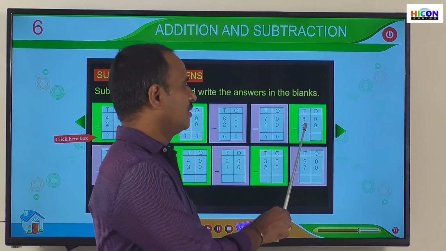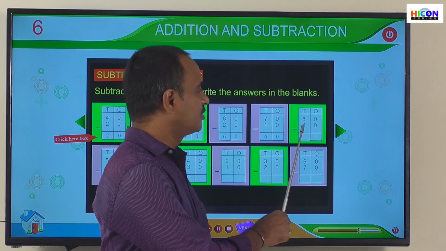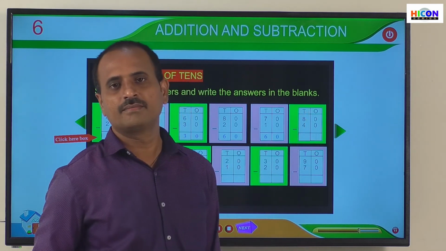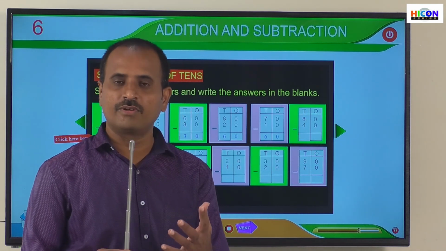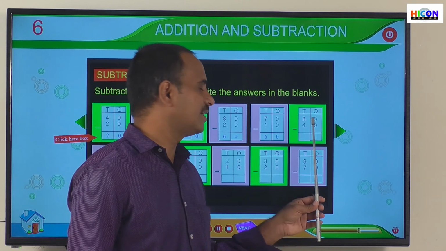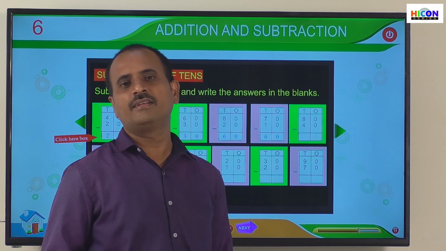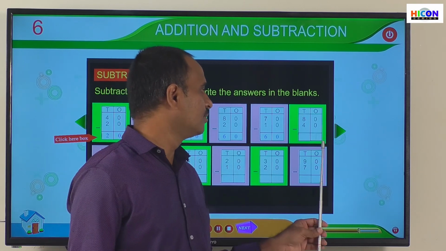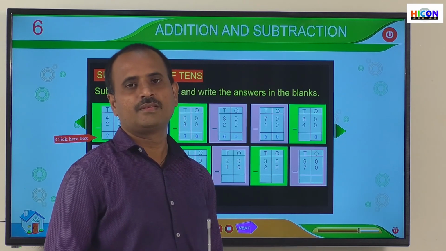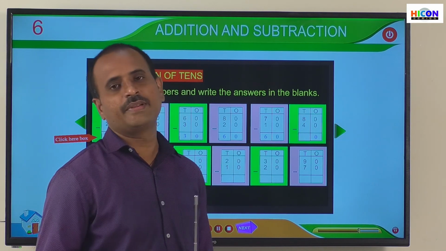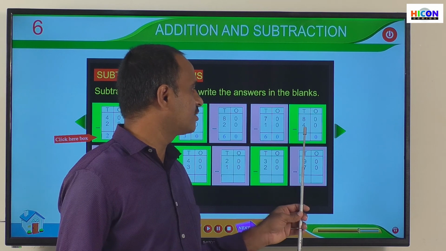So here also the first one is 80 and the next one is 40. Now we have to subtract 40 from 80. So start subtraction from the ones place. So in the ones place there are zeros. So if we subtract 0 from 0, again we will get 0. So write 0 under ones place. So next we go to tens place. So subtract the digits present in the tens place. That is 8 minus 4.